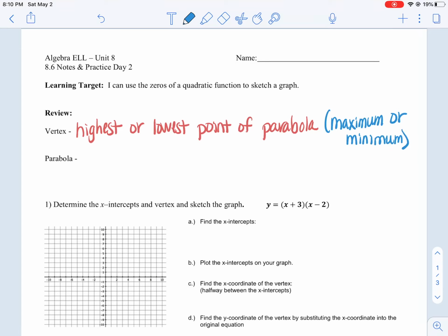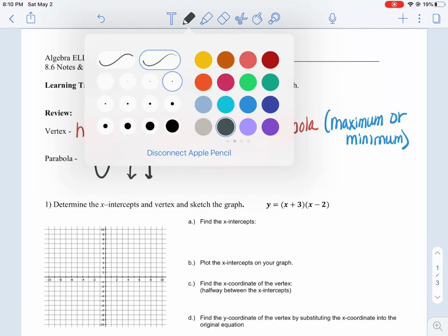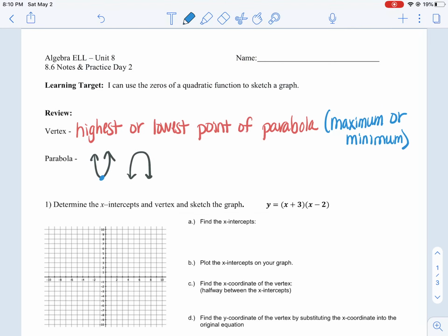Okay, and if you remember, a parabola, if I draw, looks like a U. There we go. It looks like a U, and it either opens up or opens down. So here, this would be the minimum. It's on the bottom, it's the lowest. And here, this is the max. So remember, it is a U shape.